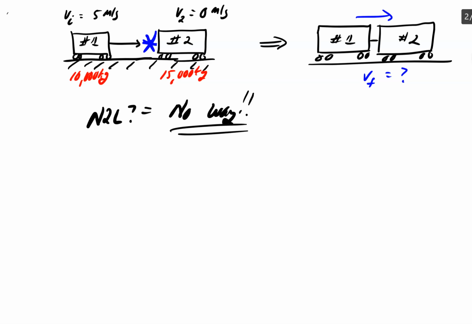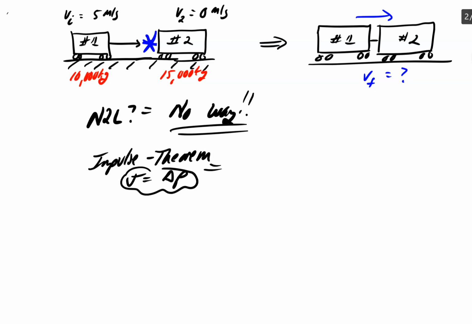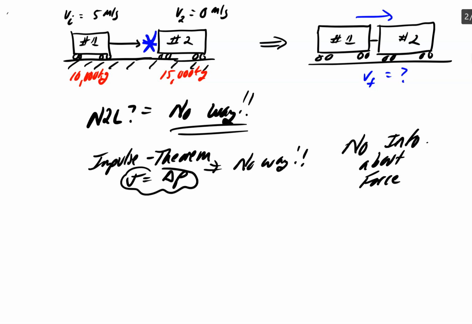What about the impulse momentum theorem? What about this guy right here, the impulse momentum theorem? And the answer again is no way. We have no info about force, it's not a constant force, and we don't know anything about it. We don't have the impulse.